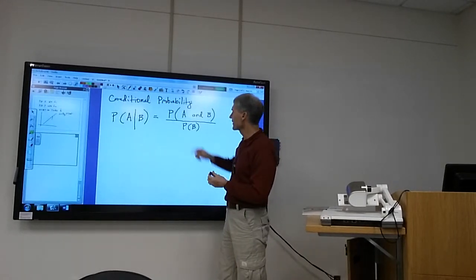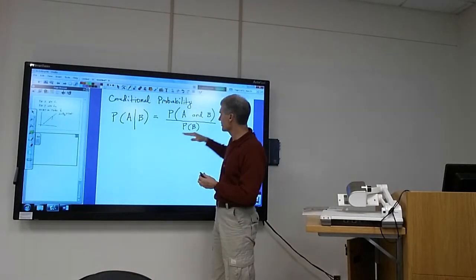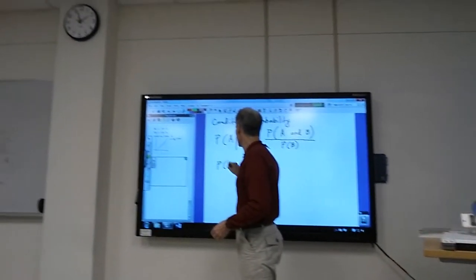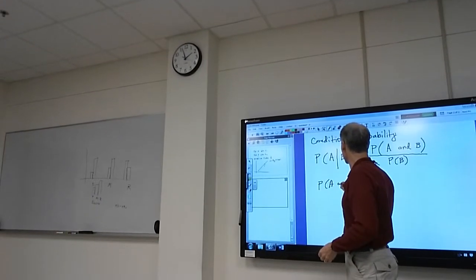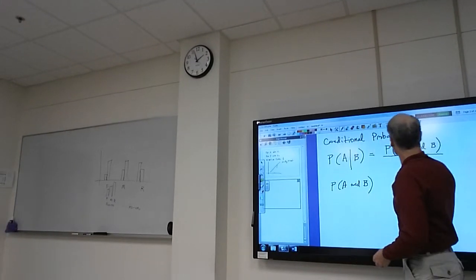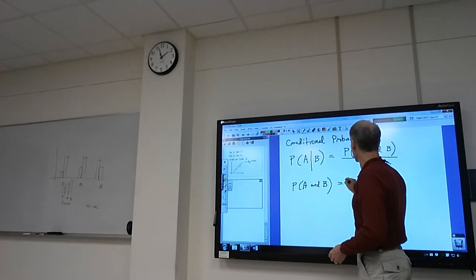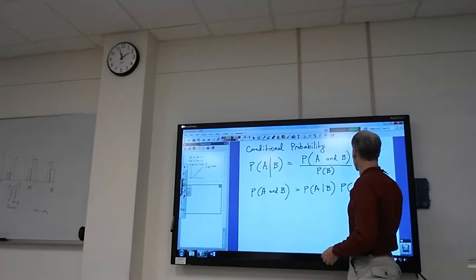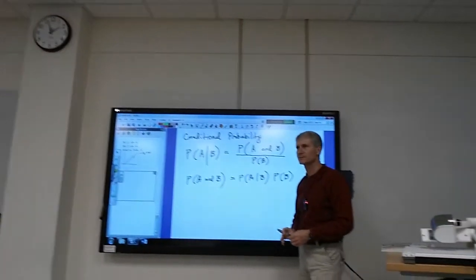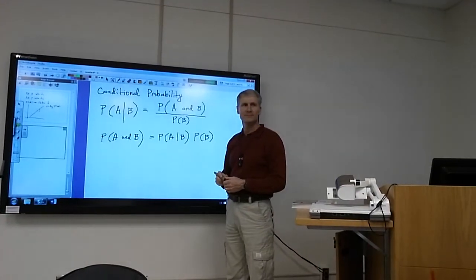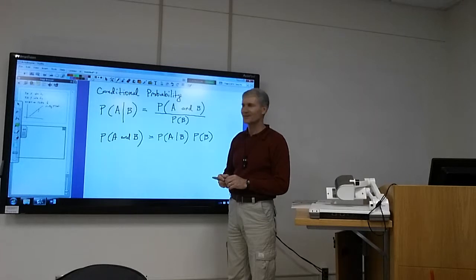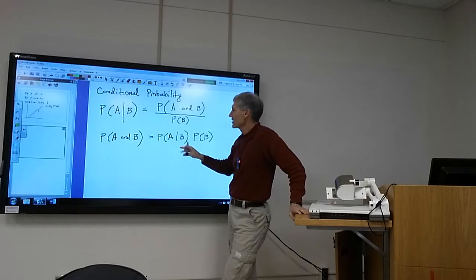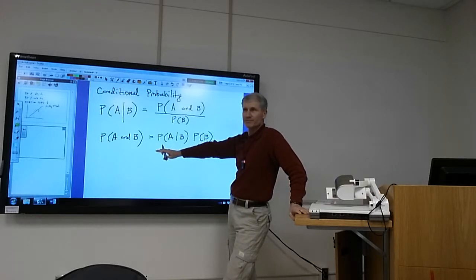Okay? If I multiply through both sides of this equation by the thing on the bottom here, I get what's called the, anybody remember what this rule is called? Probability of A and B is equal to the probability of A given B occurred times the probability that B occurs. What's that called? No, it's not Bayes' theorem. Bayes' theorem is related to this, but this is the multiplication rule.